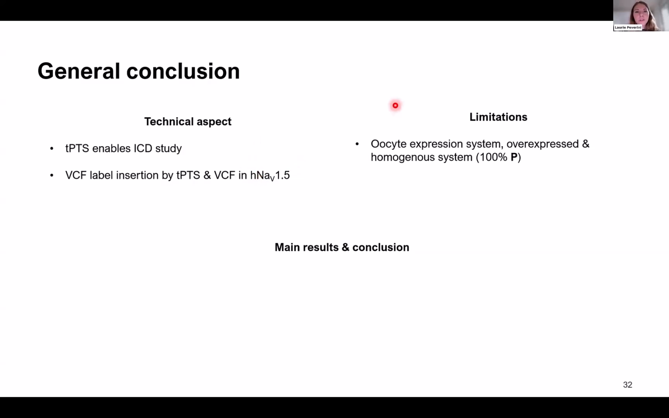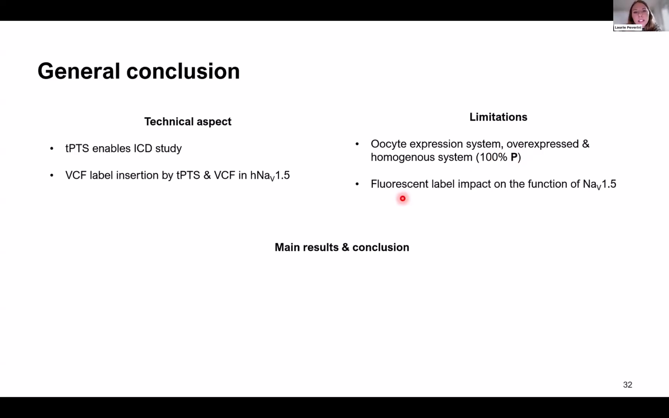As a limitation, we use an oocyte expression system, so this is not close to a cardiomyocyte lipid membrane. And also, this is an overexpressed system. In the context of the phosphorylation project, we have a homogeneous system, which is the strength of the tandem protein transplicing because we can study a specific phosphosite in a non-ambiguous way, but in a physiological context, it's probably not 100% phosphorylated at one site.